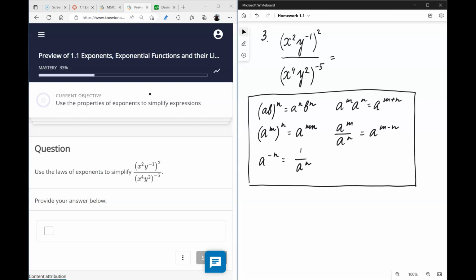And let's get started. So first I'm going to use this property twice, and I'm going to distribute the power in the numerator and the denominator. Then I'm going to use this property 4 times, and I'm going to rewrite all those expressions that have parentheses and get rid of the parentheses.